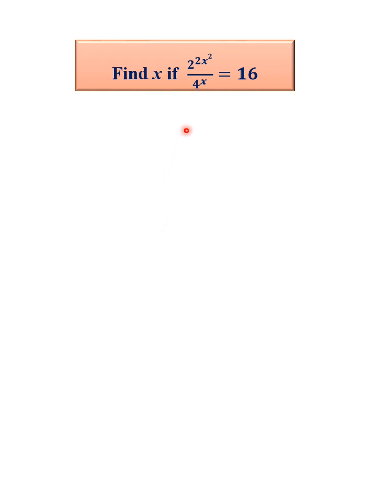Hi guys, let us solve this question quickly. We are given this equation: 2 raised to power 2x squared divided by 4 raised to power x equals 16. And our target in this question is to find the value of x.